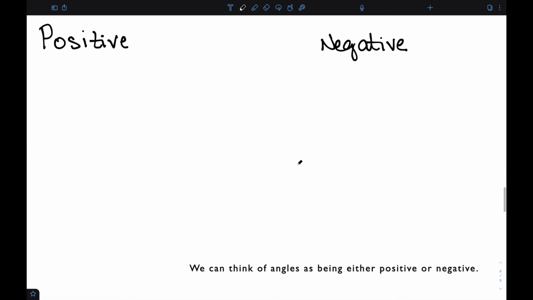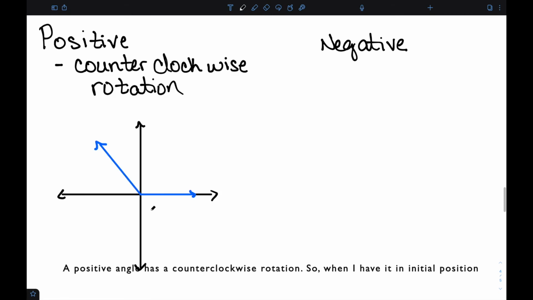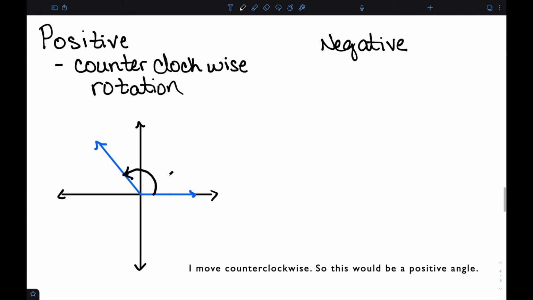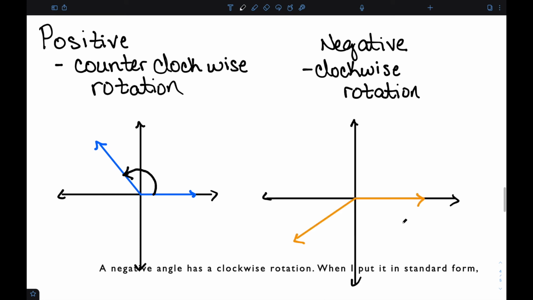We can think of angles as being either positive or negative. A positive angle has a counterclockwise rotation. So when I have it in standard position, I move counterclockwise. So this would be a positive angle. A negative angle has a clockwise rotation. So when I put it in standard position, it moves clockwise. This would denote a negative angle.